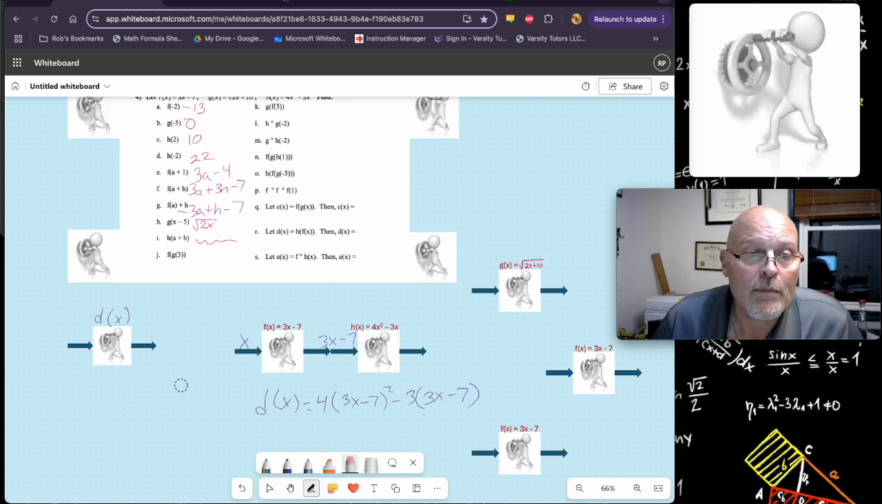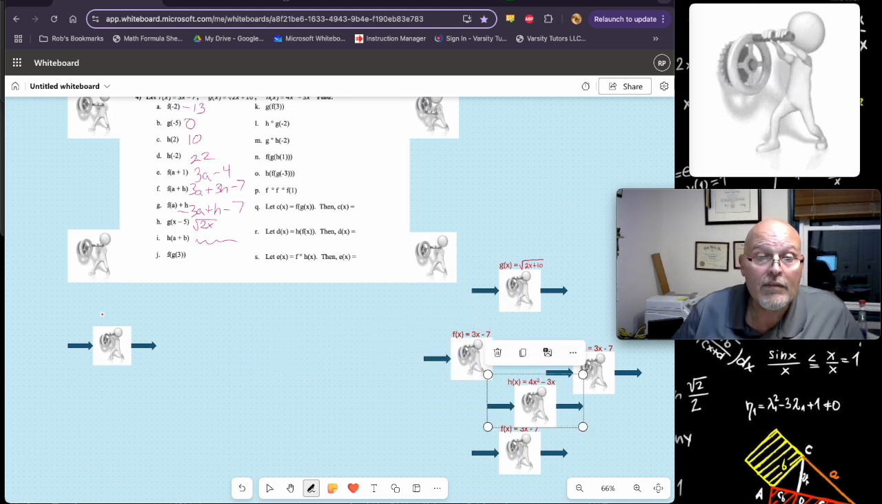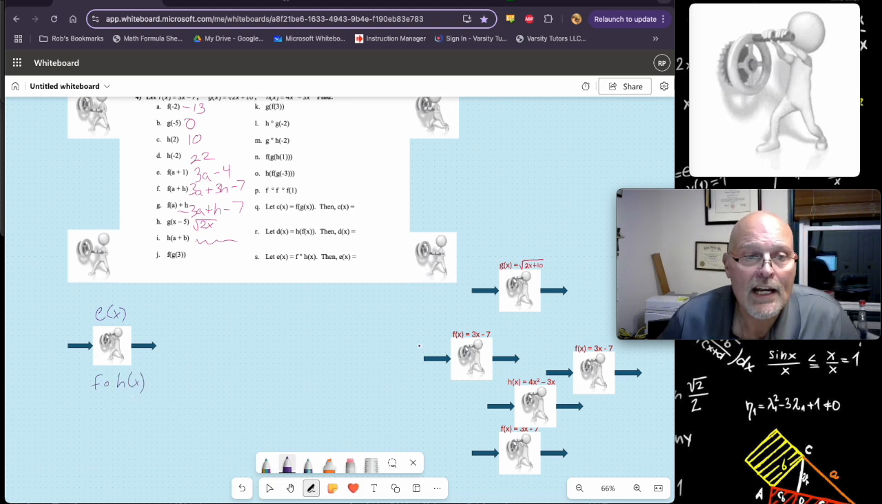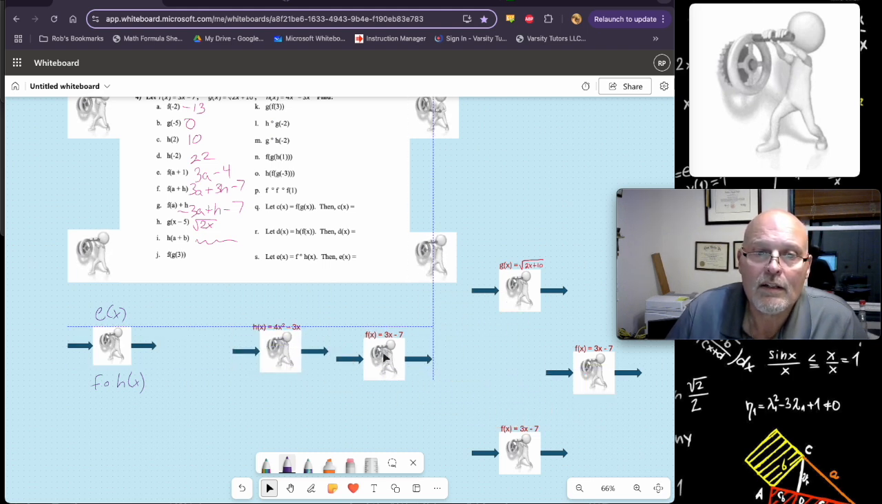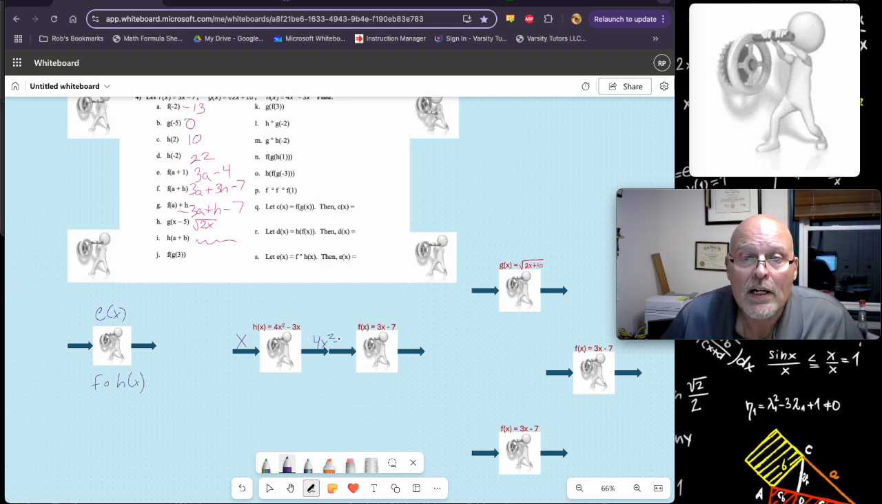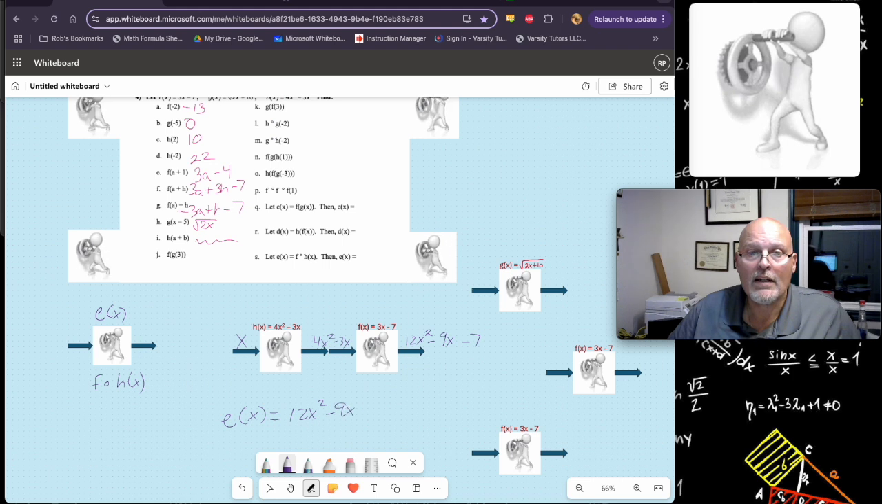And then finally, what are we going to do? We're going to make e of x. So let's clean this up, get these out of the way, and we've got e of x equals f of h of x, right? Same thing. H has to go first. So I'm there, and then I put f, and my inputs are x, and then out I get 4x squared minus 3x. That's my input here. Multiply that by 3, and I get 12x squared minus 9x minus 7. And that is e of x is 12x squared minus 9x minus 7.